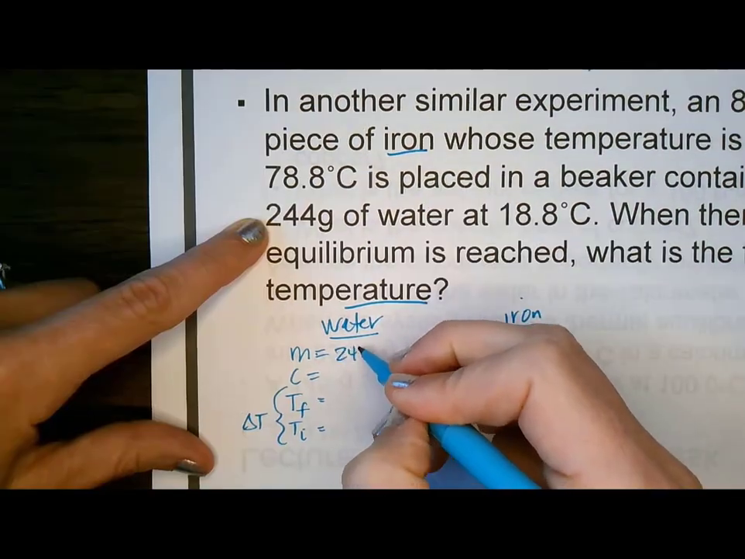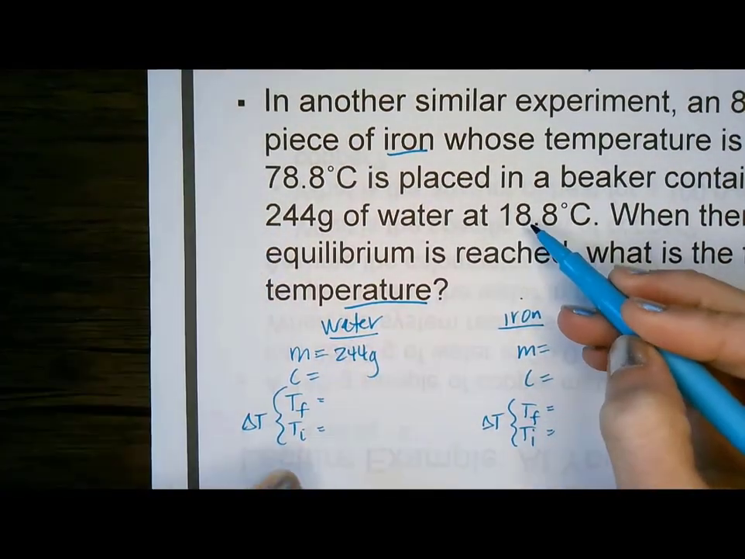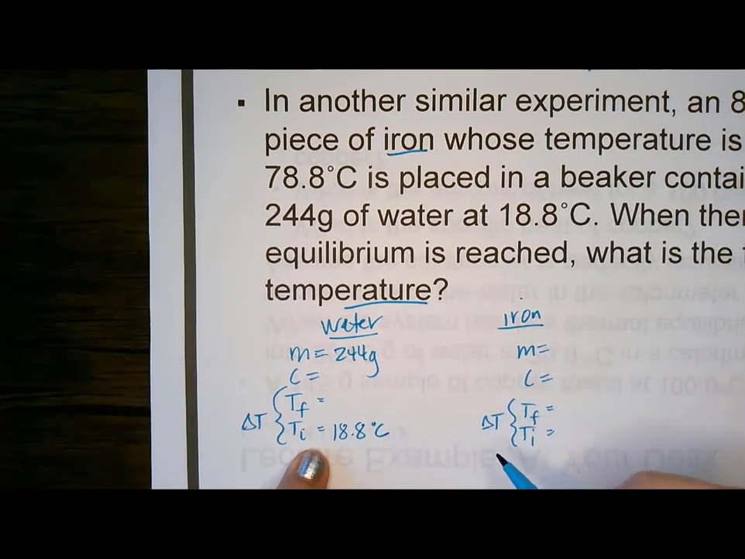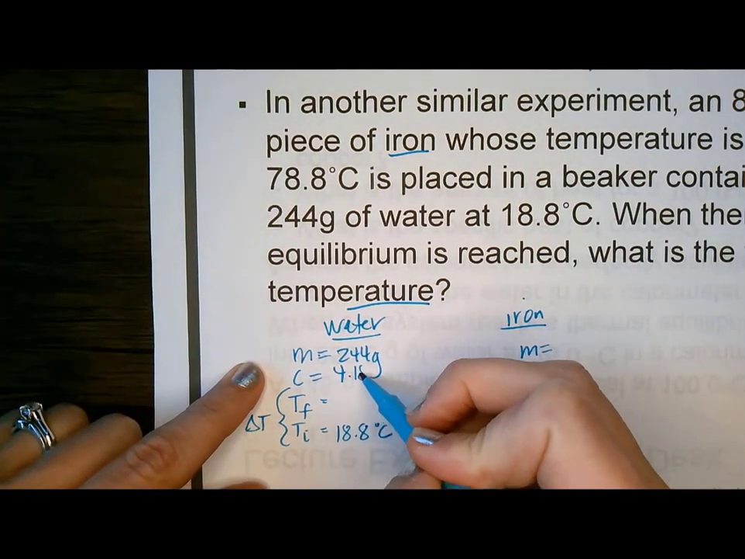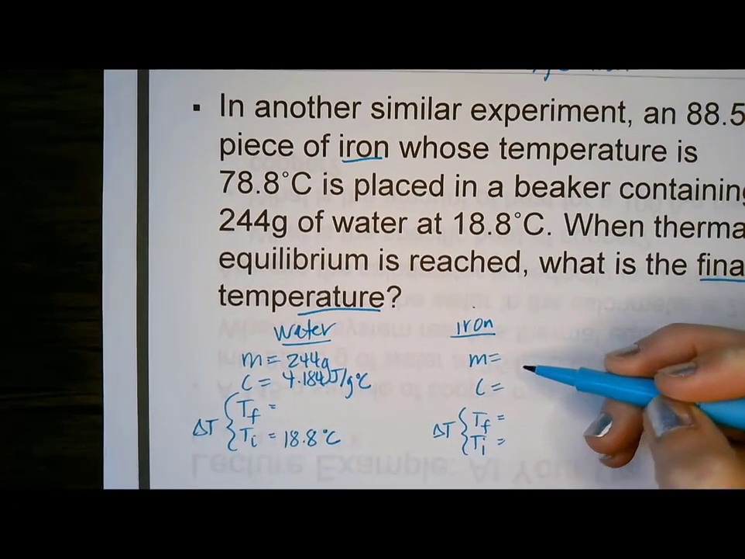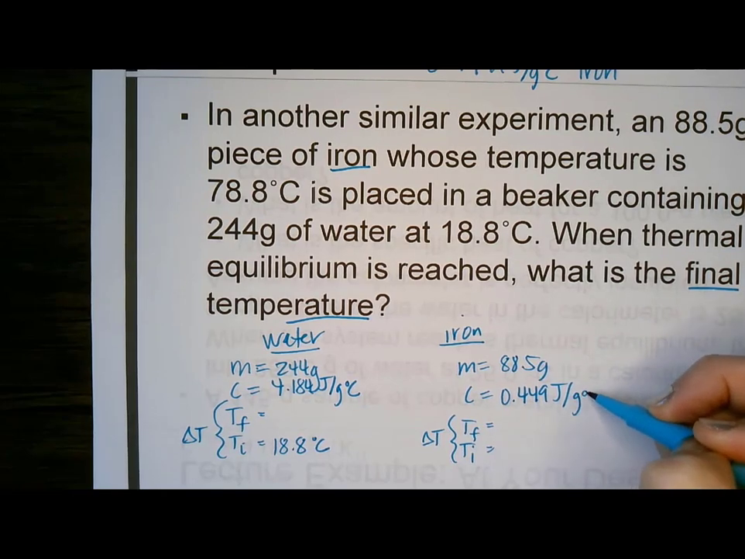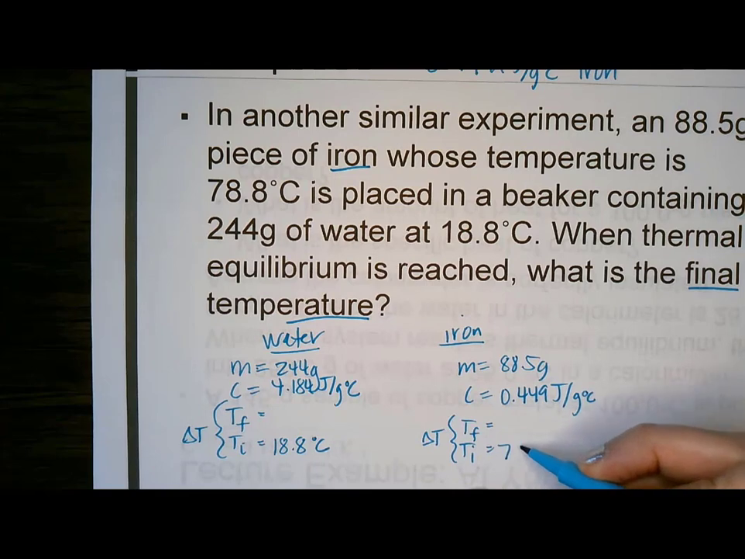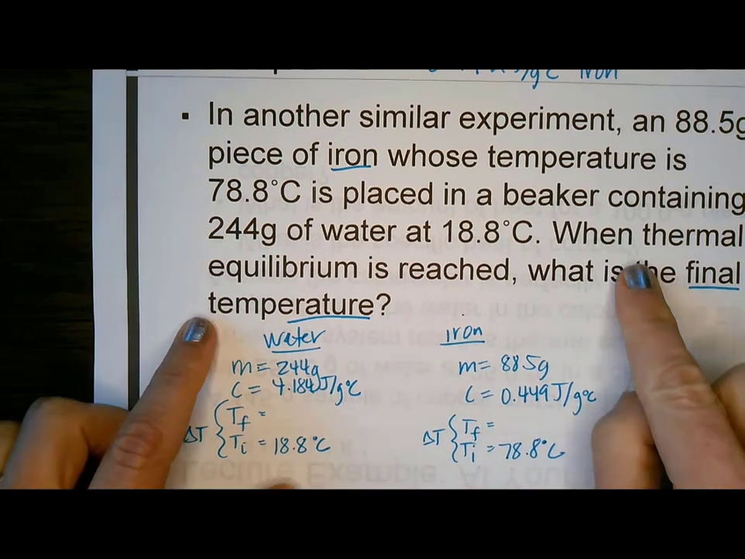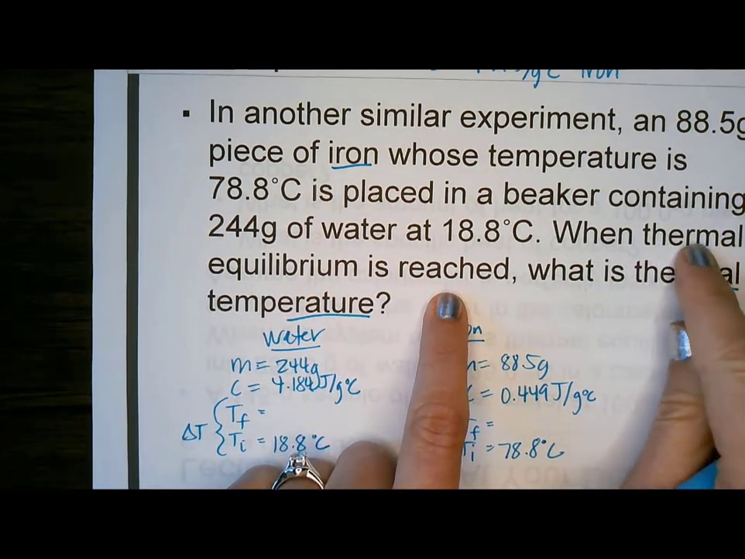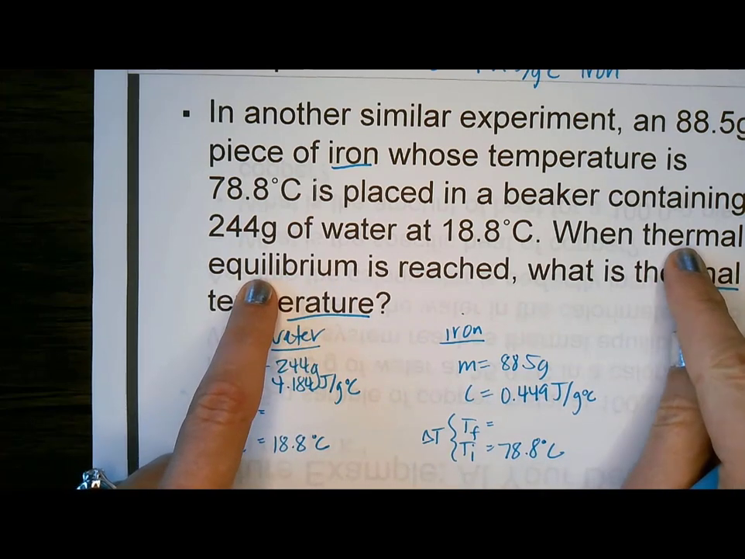Water: 244 grams of water, its initial temperature 18.8 degrees Celsius, specific heat 4.184. Okay, iron: 88.5 grams, specific heat 0.449, and its initial temperature 78.8 degrees Celsius. Now we're also told when thermal equilibrium is reached, that means thermal heat equal.